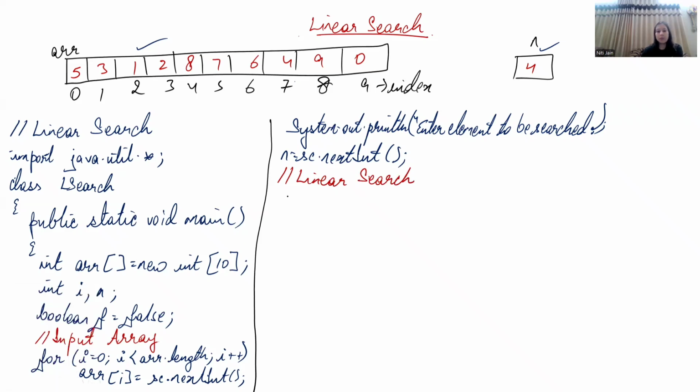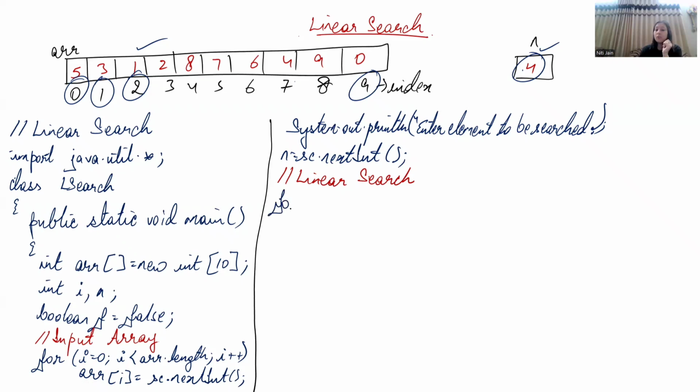Now, what do I need to do? See, what did we do? We matched the particular element with index 0, then with 1, then with 2, and it went up till 9. I don't know where the element exists. So I need to match the value with each and every element of the array, right?